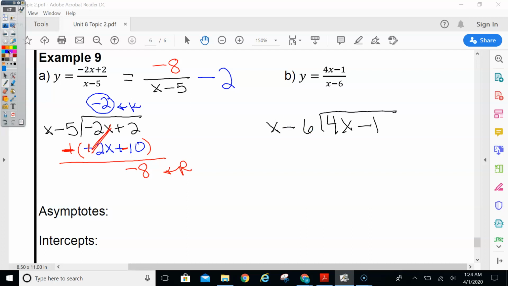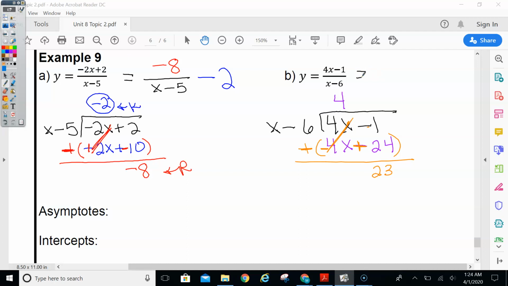Okay, so how many times does x go into 4x? It goes into it 4 times. 4 times x is 4x. 4 times negative 6 is negative 24. So be careful here when you subtract both of these. Minus this one plus this one, and then we add them together. So 4x minus 4x cancels. Negative 1 plus 24 is 23.